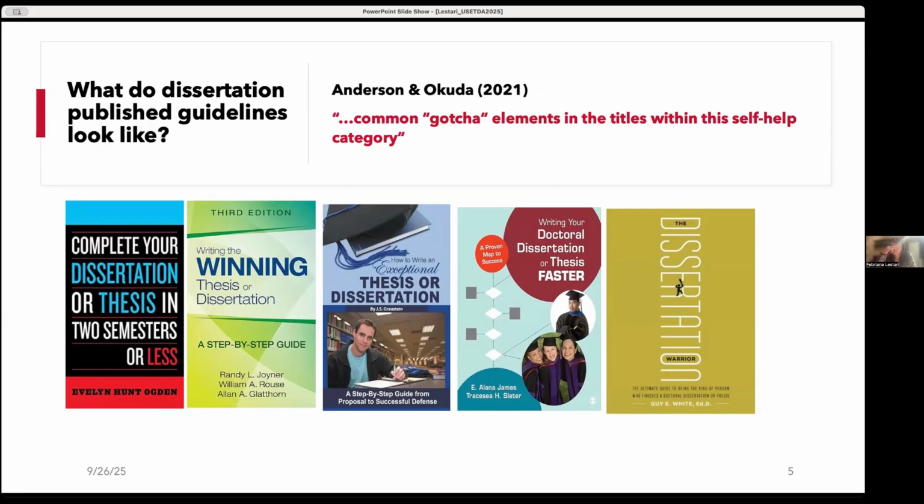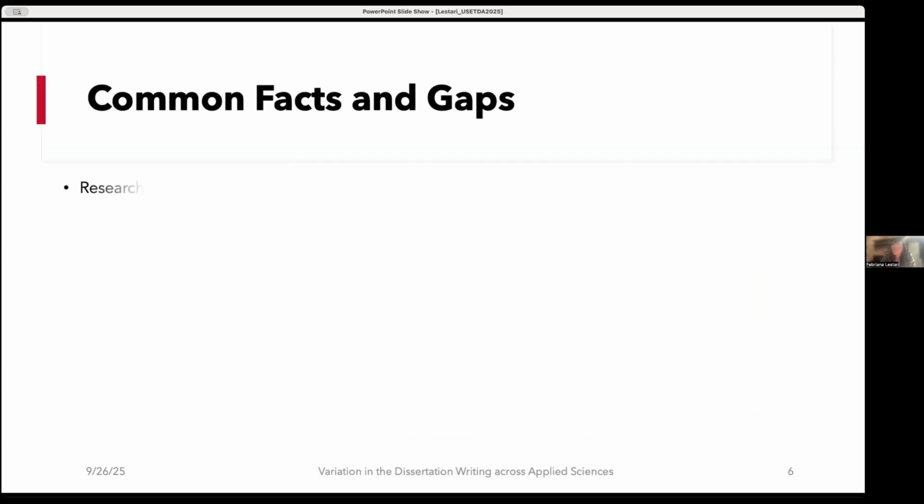Some studies found that the published guidelines on dissertations usually have gotcha elements in the titles. So graduate students have sources like, "Oh, I want to write a dissertation in 2 semesters." And the question again is, okay, now what about the language variations, and what about the disciplinary role, for example, and the variation that may exist? These published guidelines are useful, but we also need to know further about discipline-specific writing, and the common facts and gaps.